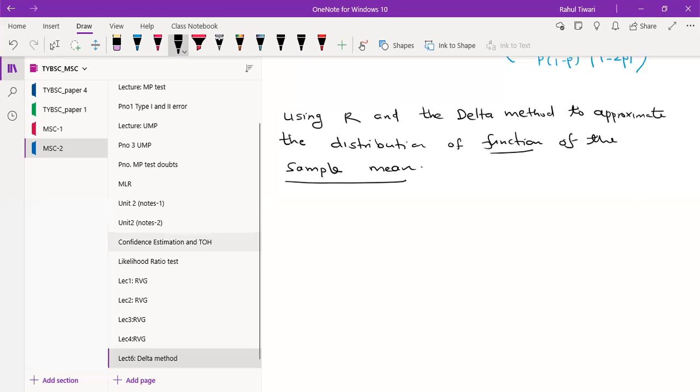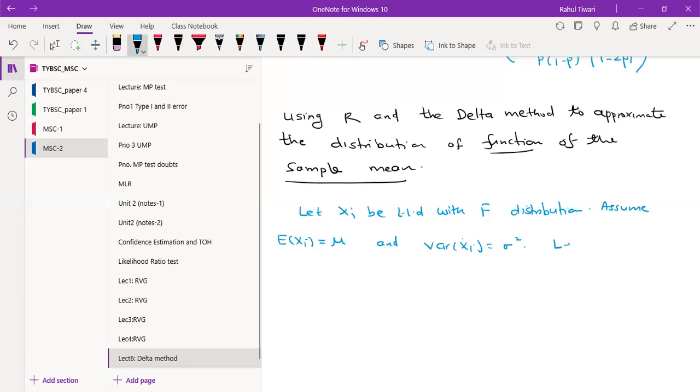Okay, so let us consider here again. Let xi be IID with distribution F. Assume the expected value of xi is equal to mu, and instead of writing the variance, we can use VAR: variance of xi is equal to sigma square. Let x bar be equal to 1 upon n summation of xi.